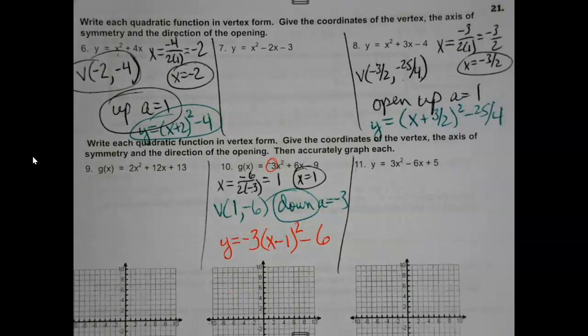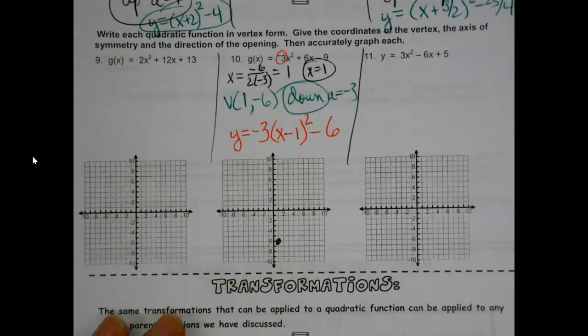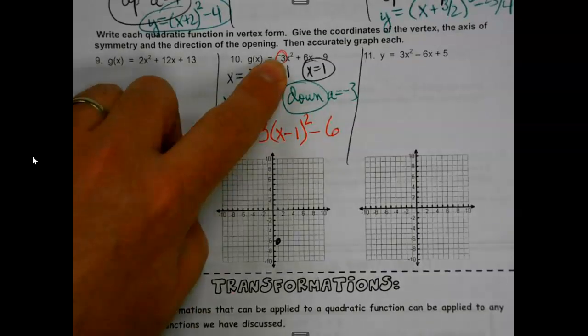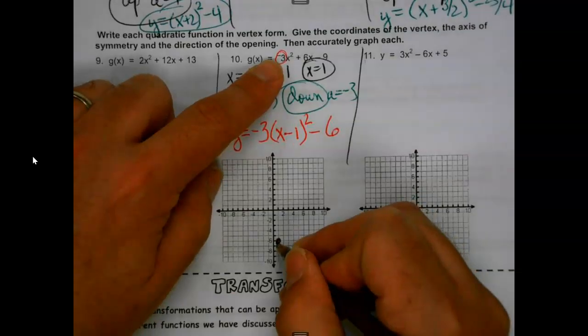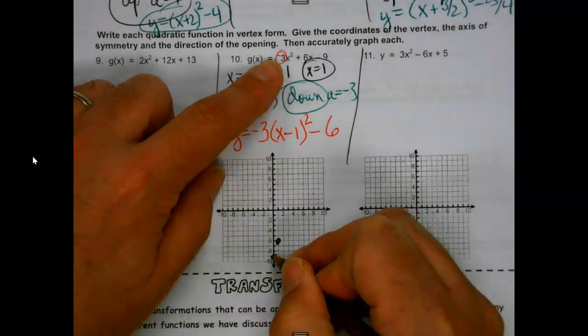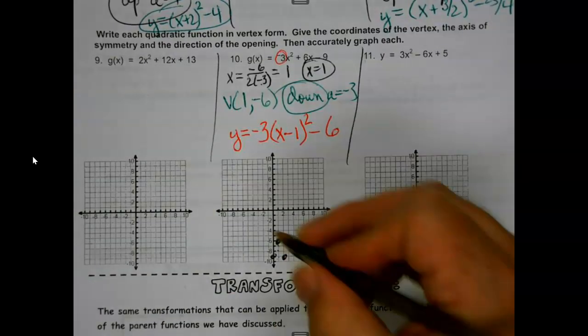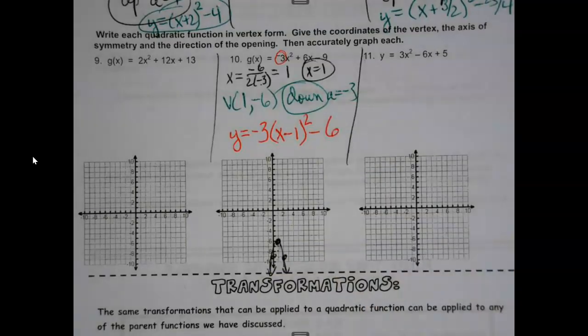So once I get here, again, your choice, 1, negative 6. There's my first point once I'm back up here. But my a value is negative 3. 1, 2, 3, 1, 2. I'm not fitting more than 3 points this time because it kind of got me way down here.